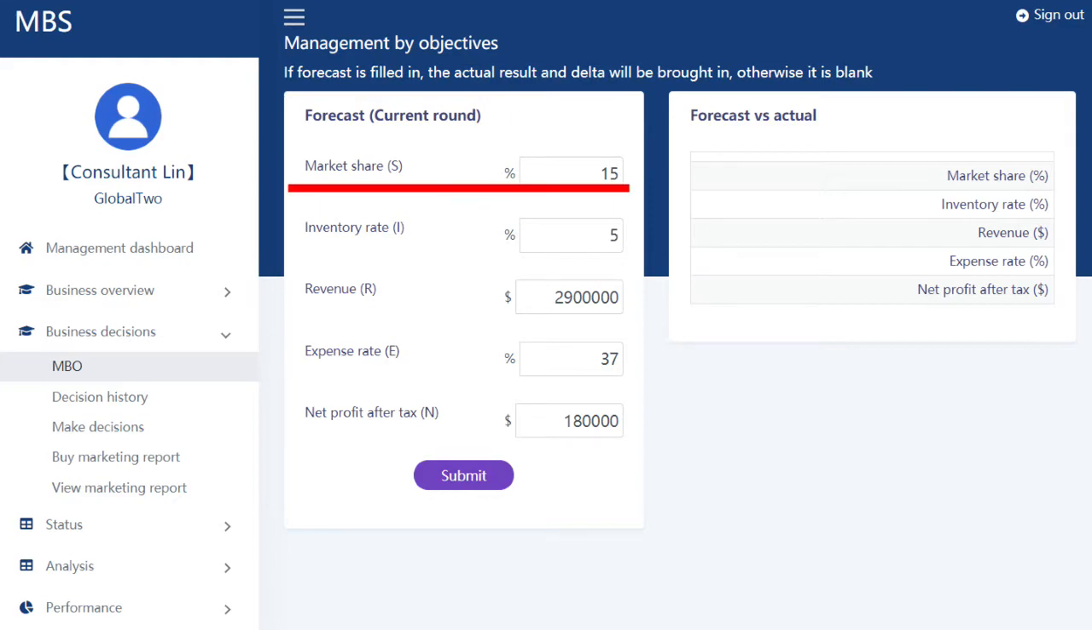In this example, we set the market share at 15%, a tiny increase from previous 14-something, whereas the inventory rate remains at 5%. But we increased the sales revenue from the previous 2.69 up to 2.9 million. Yeah, I know it's quite an aggressive one. Of course, you may need some more expenses to support your increasing spending accordingly. So we set the expense rate at 37%. Also a little bit increase from previous figure. We believe that these deployments will result in a net profit after tax to $180,000.